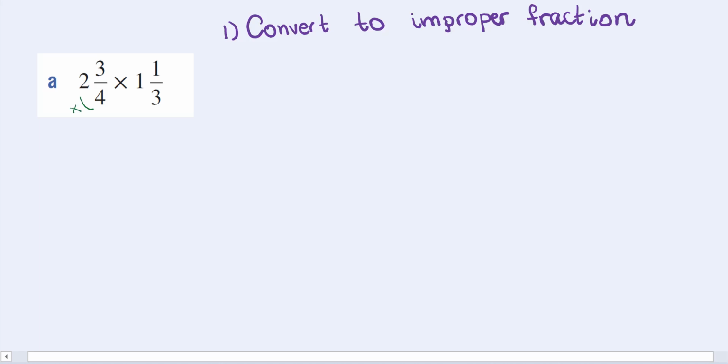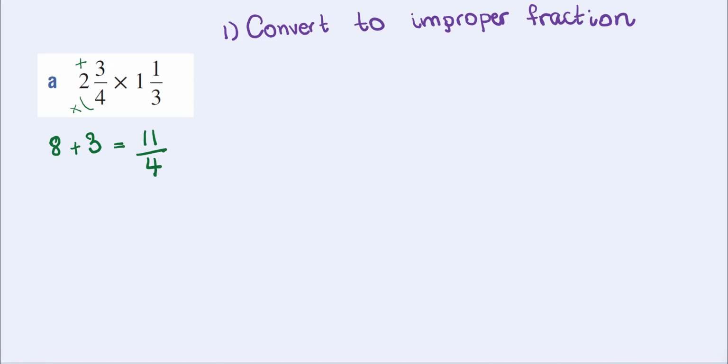So to do that, I'm going to times the bottom number by the left number. So 4 times 2. Okay, so 4 times 2 will give me 8. So that's 8. And now I'm going to add it to the number at the top, which is 3. So 8 plus 3 gives me 11 over 4. So my first fraction as an improper fraction is 11 over 4.